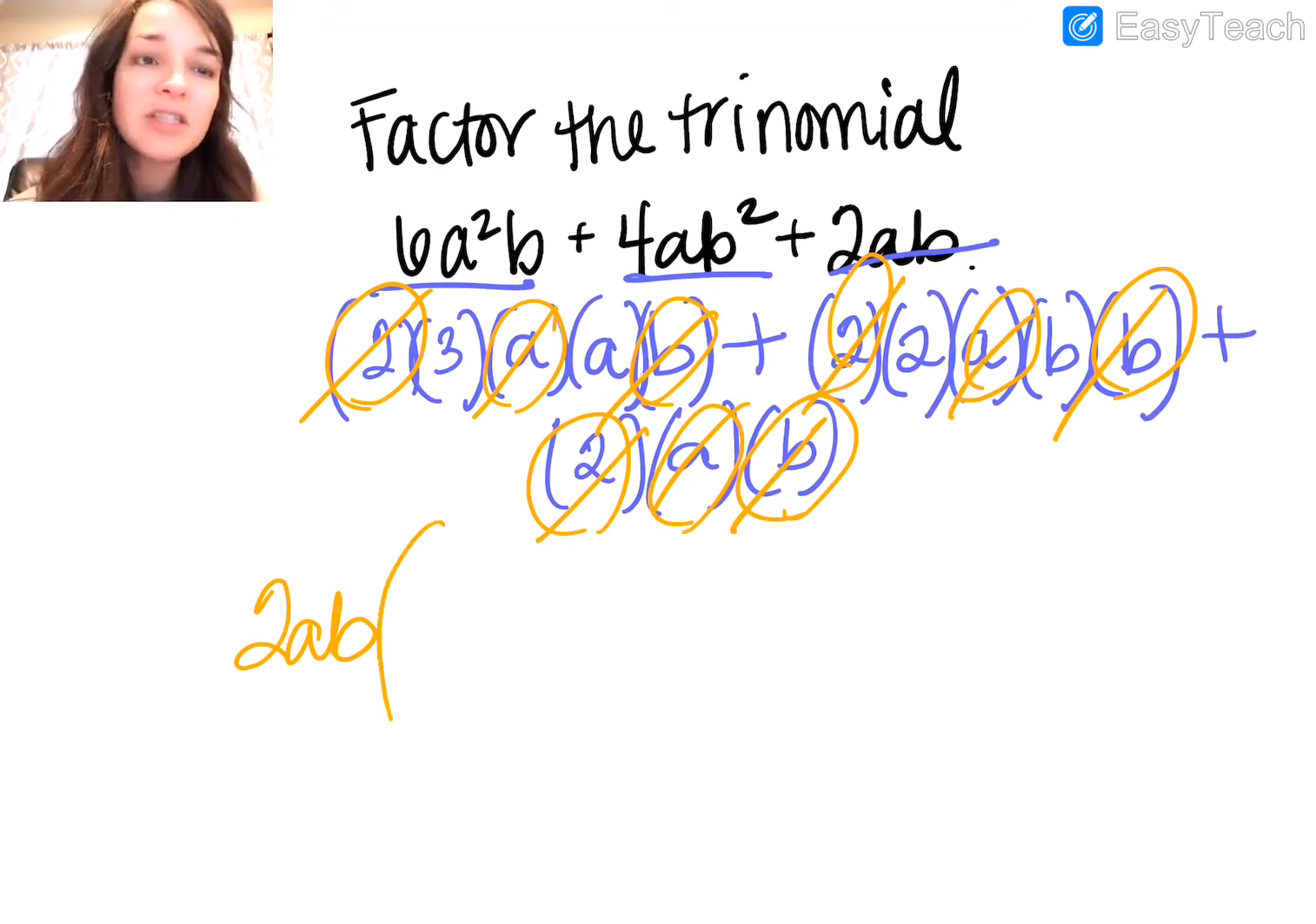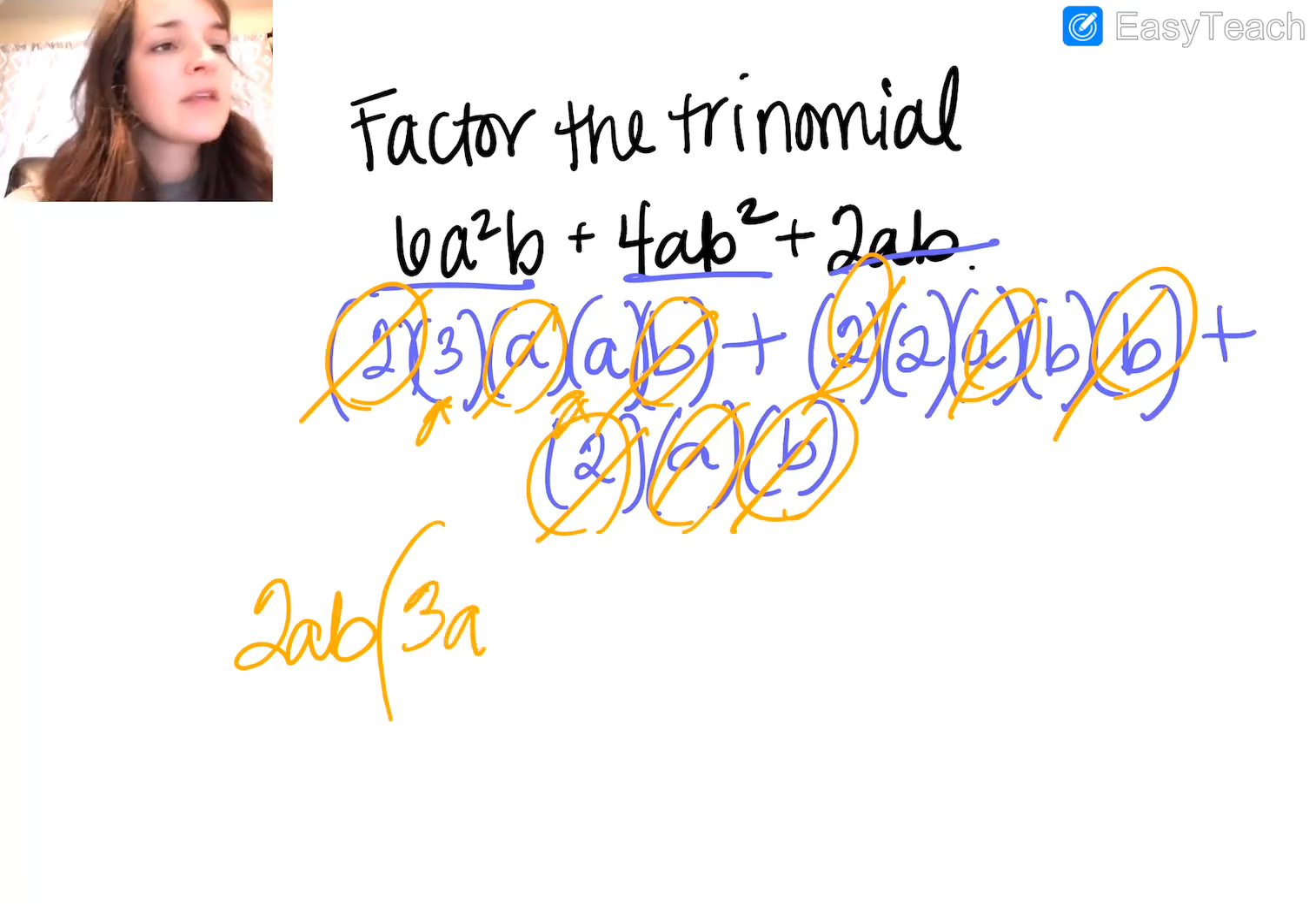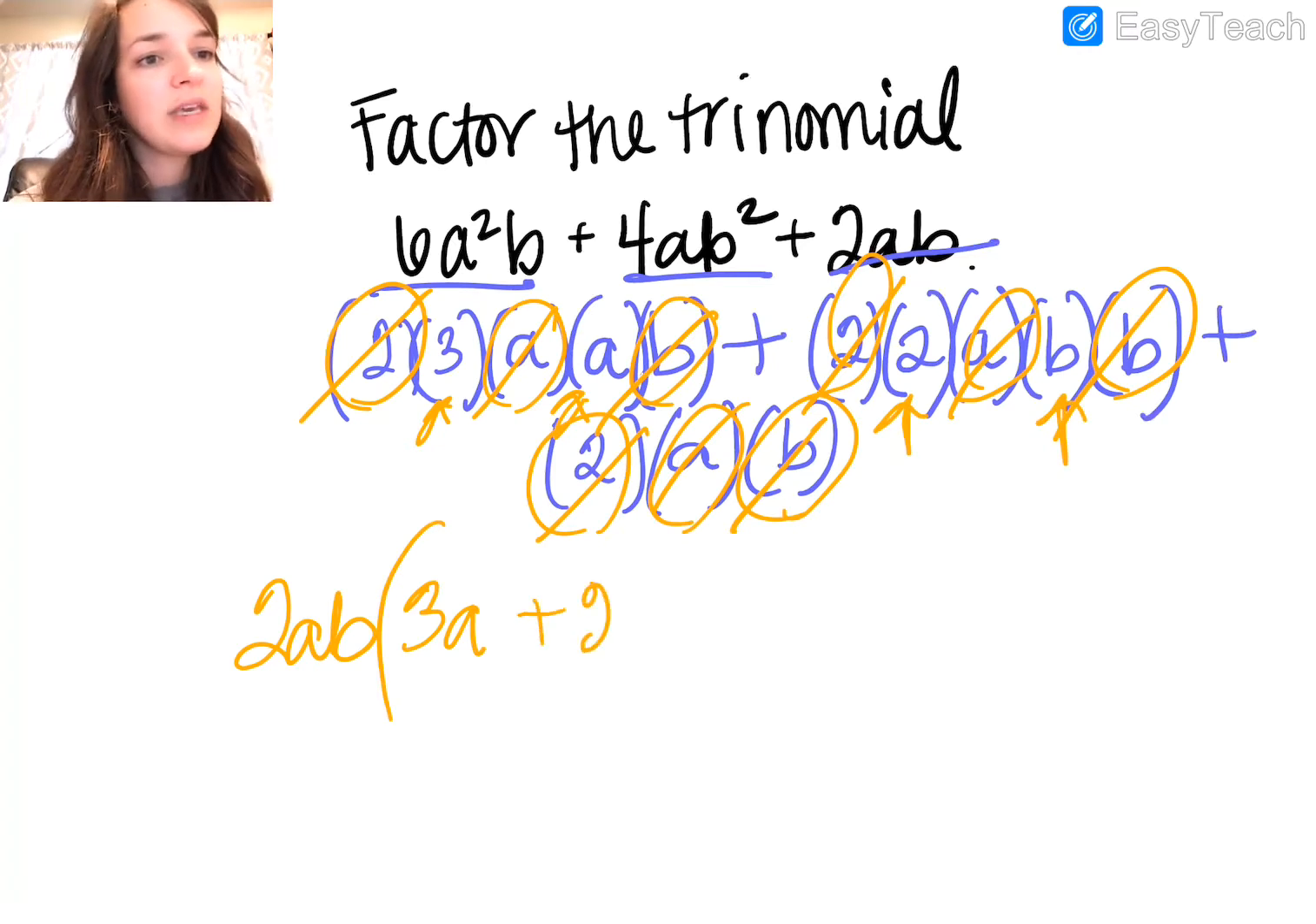So that leaves me with, in my first one, all I have left is the 3 and the A. So that's a 3A. In the second one, I've got a 2 and a B. So that's a 2B that's left there. And then in the third term, everything went away. But I have to maintain a placeholder. This is super important, okay? I see students make this mistake all the time.